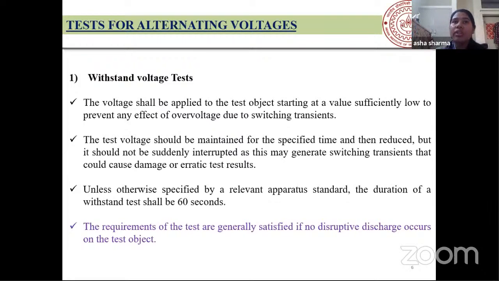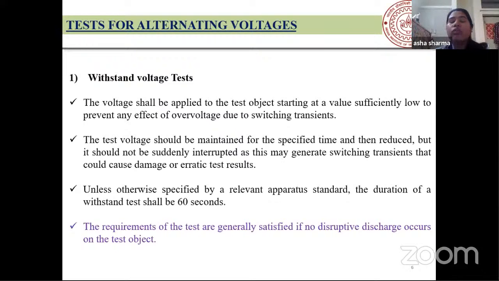Actually, while doing these withstand voltage tests, we should keep two things in mind. When we are switching on the voltage and reducing the voltage, there should not be any sudden phenomena, otherwise there will be erroneous results. Maybe some switching transients will occur, and we may wrongly read the data for the switching over voltages instead of the alternating voltage. Therefore, this should be kept in mind. And these tests are carried out for 60 seconds, that is, for 1 minute.